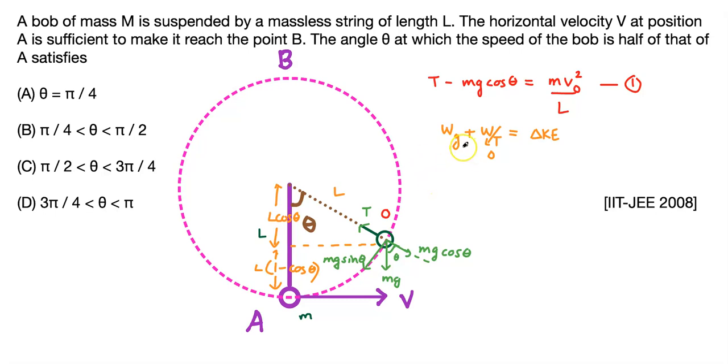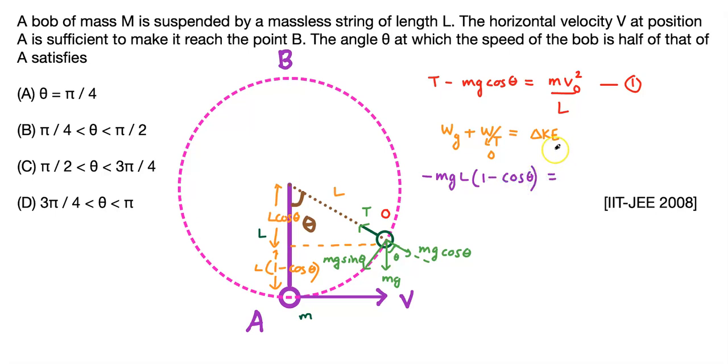So the work done by gravity, or the weight of the bob, acts in the downward direction while the motion of the bob is in the upward direction. So the work done by gravity must be negative, and it's just the weight times the height by which the bob rises, right? From point A to point O. So minus mgl times (1 minus cos theta).